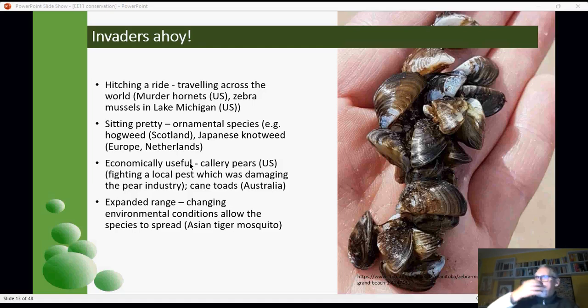Sometimes things have been introduced to be economically useful. So, for example, in the US, there's a certain type of pear tree which was introduced in the late 1800s because it was resistant to a pest which had basically decimated the pear industry, the fruit industry. The problem is these Callery pears. The pears are not particularly fantastic, and these things are extremely invasive. They go all over the place. The famous cane toads in Australia are a classic example of unintended consequences. And then, of course, we've got the expanded range, which are the mosquitoes, for example.